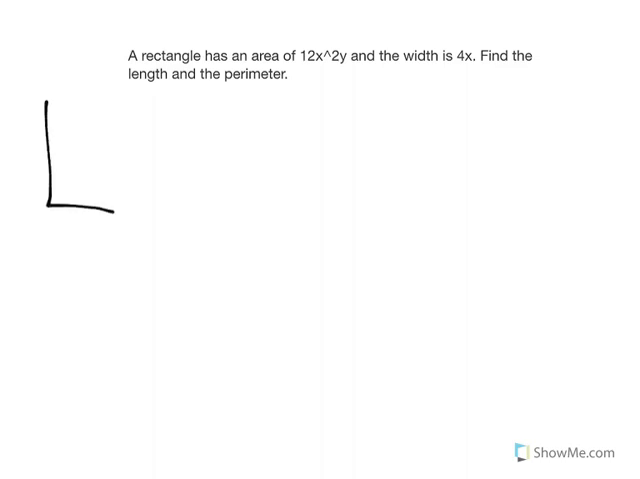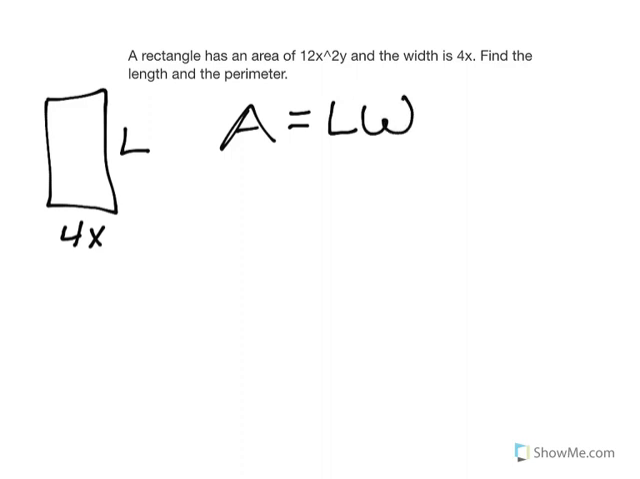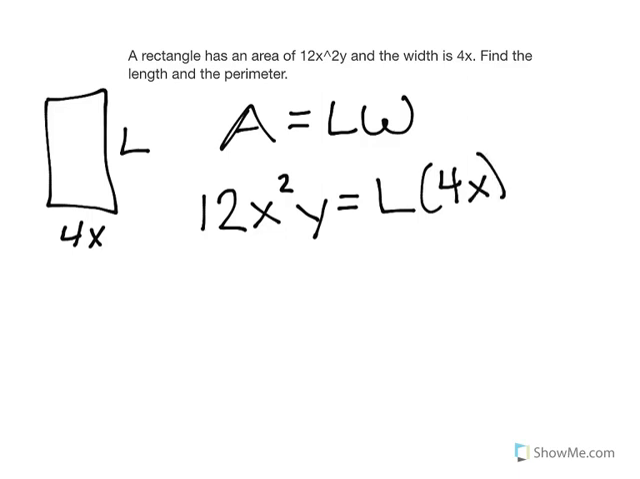So I'm going to start like we do most word problems by drawing a picture. I have a rectangle with an area of 12x squared y, and the width is 4x. What we don't know is the length. So I'm going to start with my area formula for a rectangle. A equals length times width. In this case, we know the area. 12x squared y equals L, we don't know, times 4x.